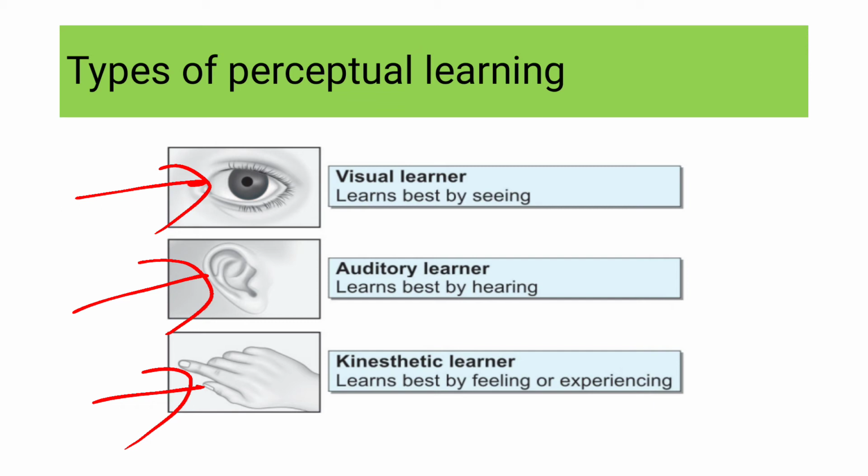Then kinesthetic learner. Kinesthetic means you are learning through your own experience. Once the teacher completes the procedure, you do a return demonstration and learn by means of touch, by doing with the hands. A kinesthetic learner learns best by feeling or experiencing. If you have a soft sponge, by seeing you can tell it is a soft sponge, and by touching you can feel whether it is soft or hard.